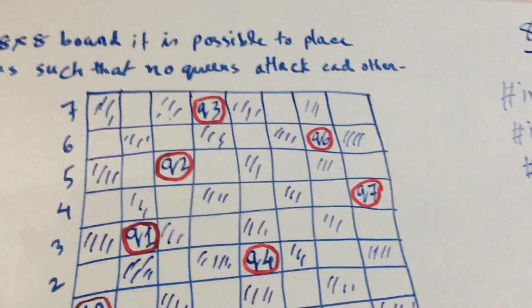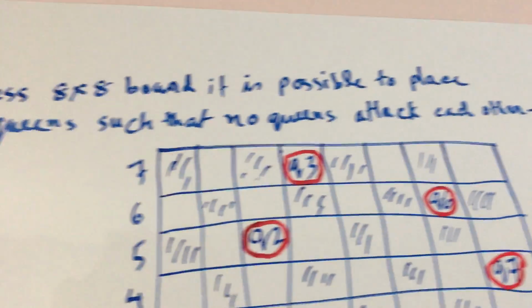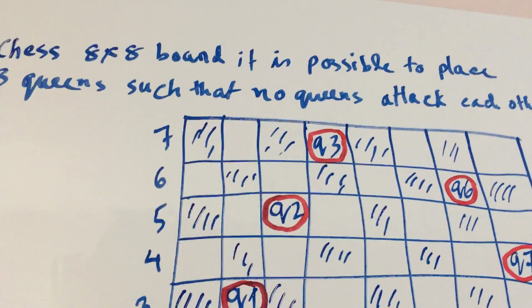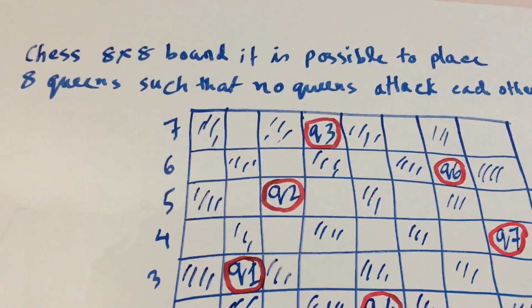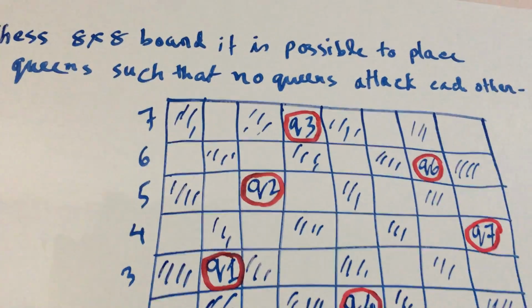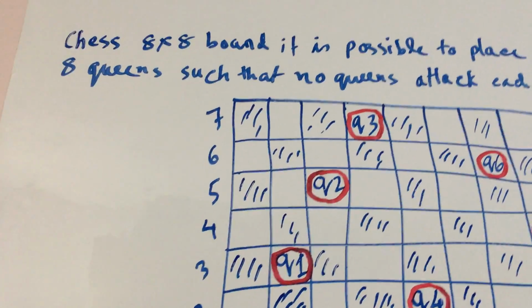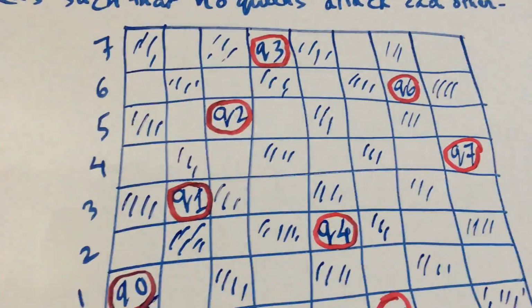Hello, today we're gonna talk about the 8 queens chess problem, which is one of the classic computational problems that can be solved by recursive backtracking. So the problem is we have an 8 by 8 chessboard and we need to find whether it's possible to place 8 queens such that no two queens attack each other.